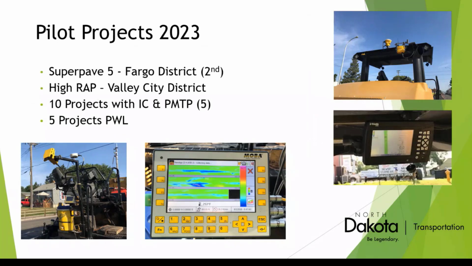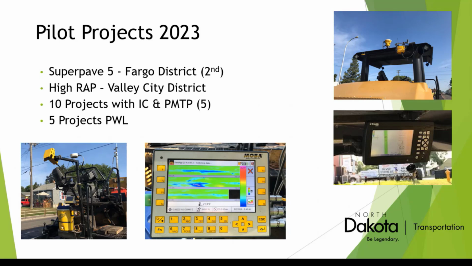Again, just to recap, I think Tyler covered some of this as well, but I went in and touched it up a little bit last year, and some of you hopefully worked on some of these, maybe have some questions or input. But the second Superpave 5 job was done in the Fargo district last year. There was a higher RAP project done in the Valley City district last year. I don't have a lot of data on that. I'm just mentioning that. Hopefully maybe somebody online here has something to add there.